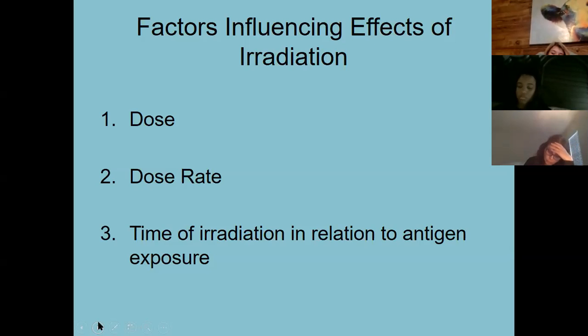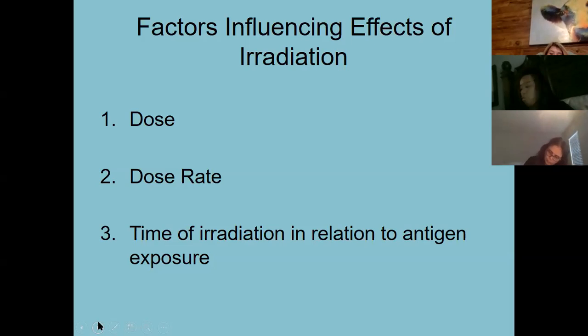Dose rate, meaning is the radiation given acutely all at once at a high dose rate? Is it broken up over time or administered with a lower dose rate? We already know the answer to this. A dose given at a high dose rate and acutely will cause the most damage. What that means, again, is a greater delay in antibody production and less antibody production.